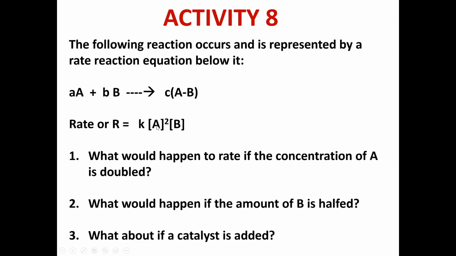Okay, so let's say A is 1 and B is 1. You get 1 k for R. Now put in 2 for A times B, which is 1. But remember that 2 is squared. So if you double something, you're going to square the output if it's for A. So doubling will quadruple, times 4, the rate. What if you take the amount of B and cut it in half? Well, since there's nothing there, the exponent is the first power. You would halve the rate. A catalyst would make it go a lot quicker, but you'd have to put a number on it.